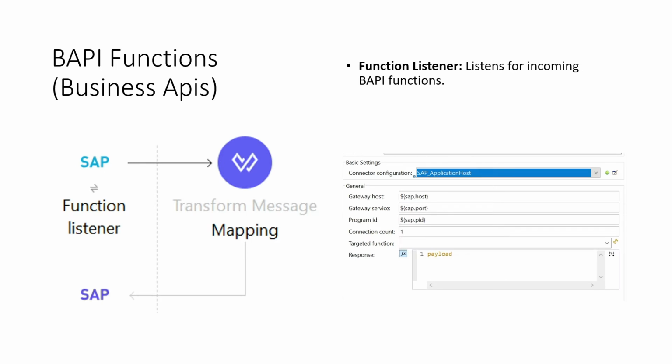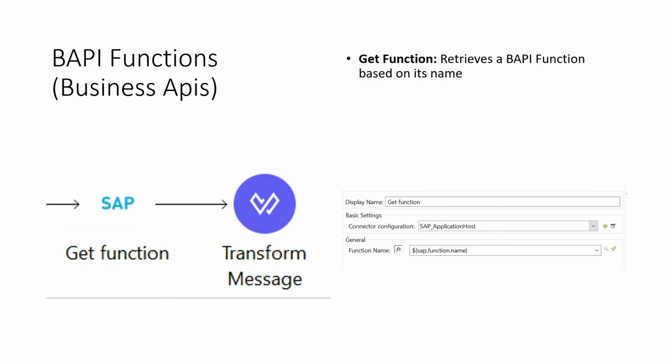Next, we see the function listener, which listens to the BAPI function, and it is very similar to the HTTP listener. Here, our request is triggered by SAP, and after your operations are complete with the request, you form the response payload to send back to SAP. This connector's get function operation will retrieve the BAPI function on demand if you provide the function name.